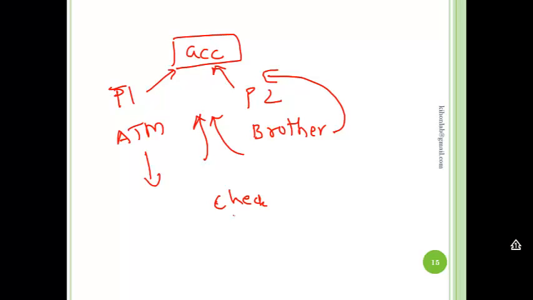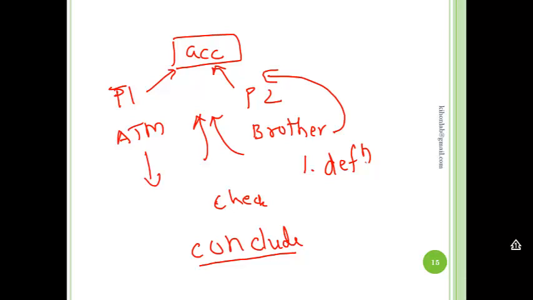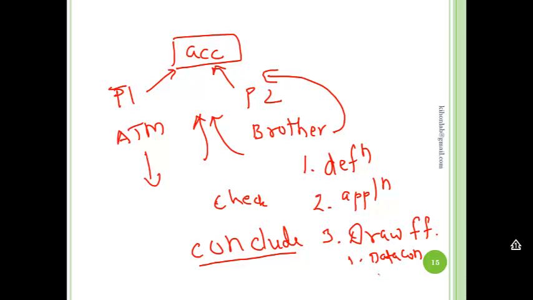Now we can conclude today's session. What we have discussed today: first, the definition of DBMS, that is, interrelated data. Then we saw the applications of the database management system, and third, the drawbacks of the flat file system. In this we discussed data consistency, then integrity constraints, then security. All these drawbacks we have discussed in today's session.